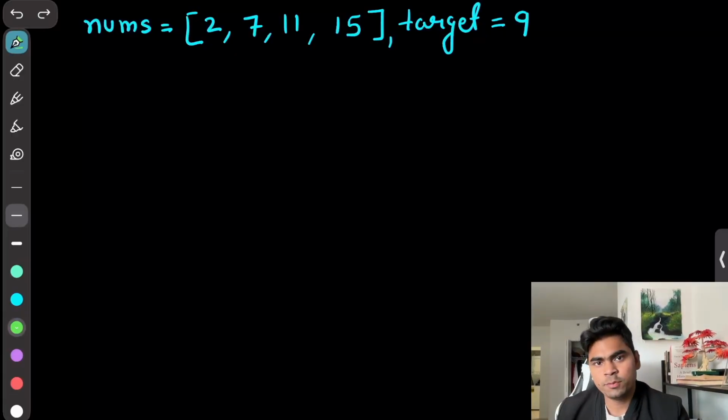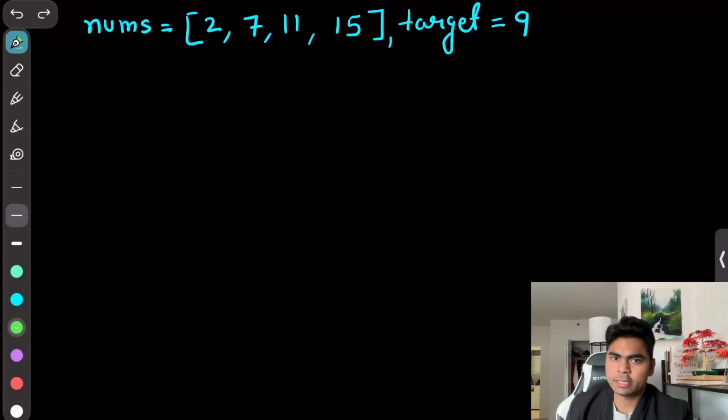All right, so that brute force solution was O(n squared) time complexity. If we introduce a little bit of space, then we can bring down the time complexity to O(n). Okay, so let's do that.